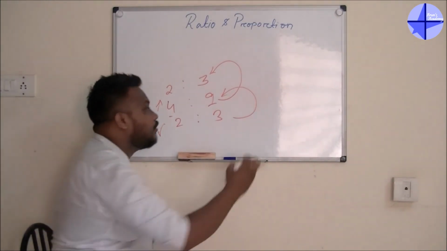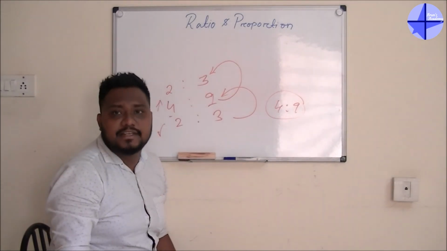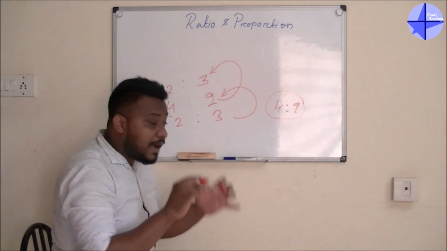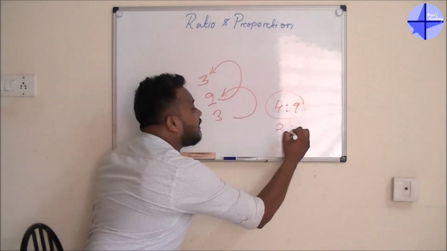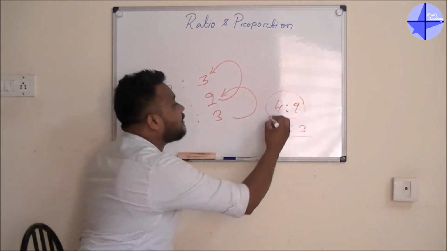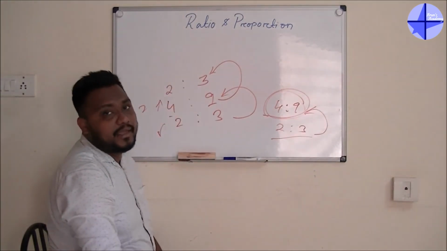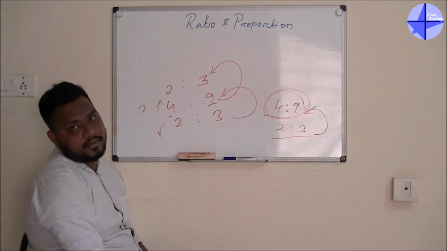Means if they ask you, tell me whether 4 is to 9 is a duplicate ratio or not? It's not possible to tell. Because if you want to say that 4 is to 9 is a duplicate ratio, you have to show them why. And to show them, you have to take another reference, and that reference is 2 is to 3. So you have to say 4 is to 9 is the duplicate ratio of 2 is to 3. This is the real concept of duplicate ratio.